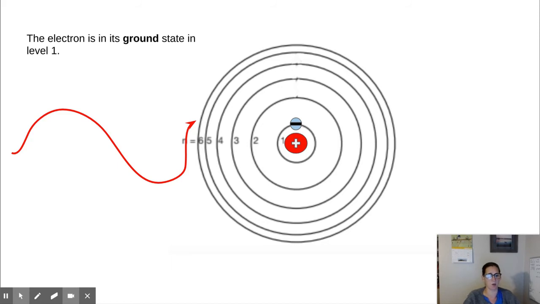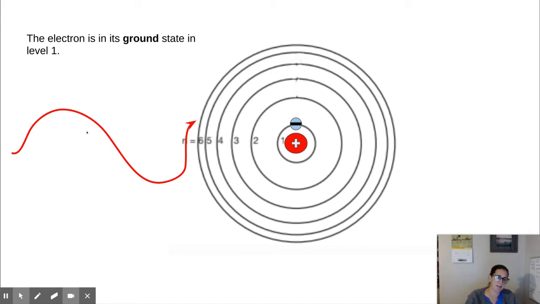So let's go with this particular electron. In this model, we have the different energy levels. We have the electron represented by this blue circle with a negative sign, and then the positive nucleus there. So the electron is in the first level. And if you think about what you know about opposite charges, they attract. So this electron is attracted to the proton, and it's just kind of hanging out there. It's in its ground state, it's stable.